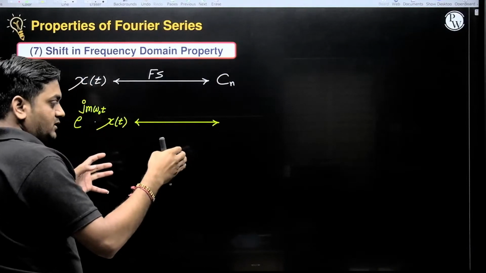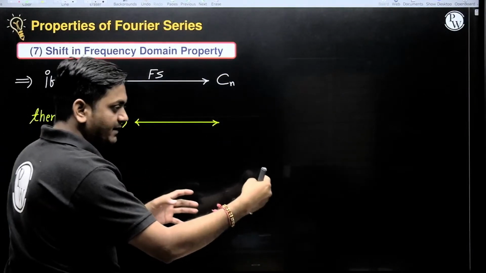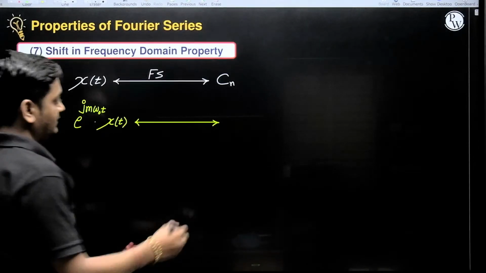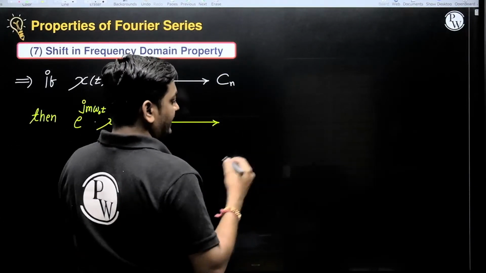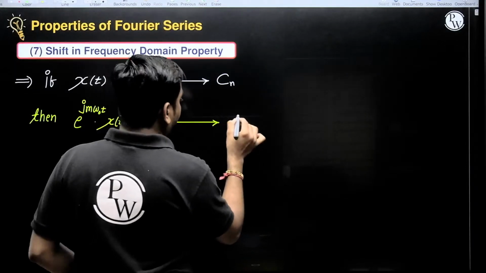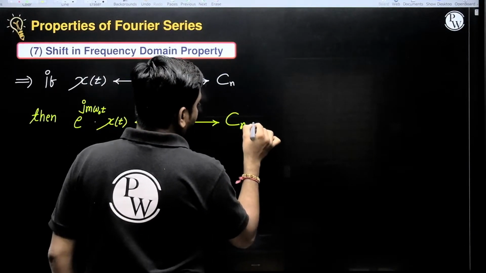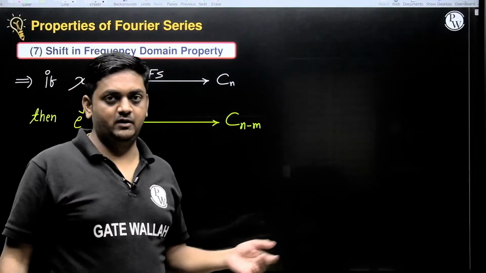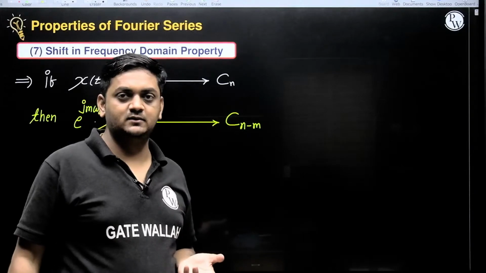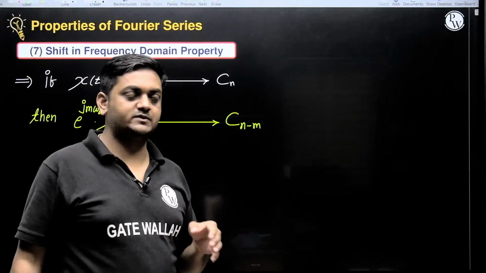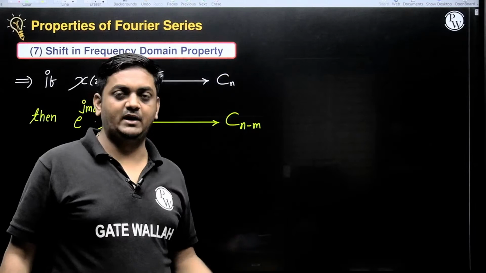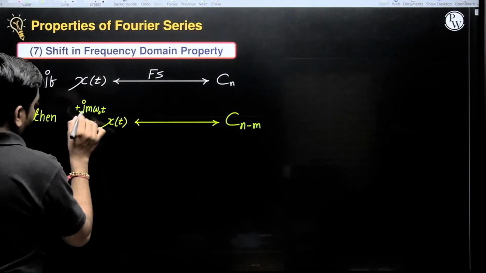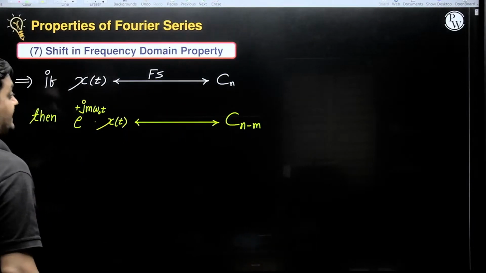All the samples will shift towards the right side by m or the left side by m, depending on the value of m. So n becomes n minus m. Of course, it will be either a right shift or a left shift depending on the value of m. M can be positive, it can be negative.